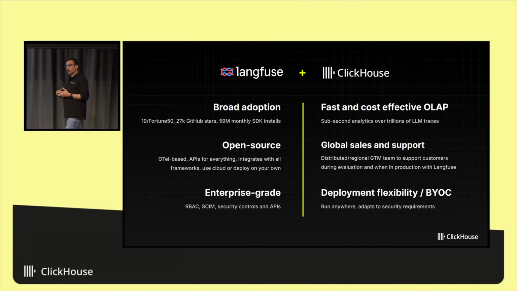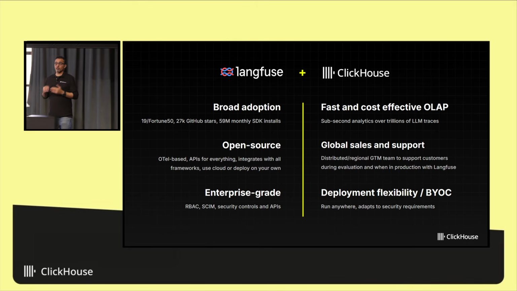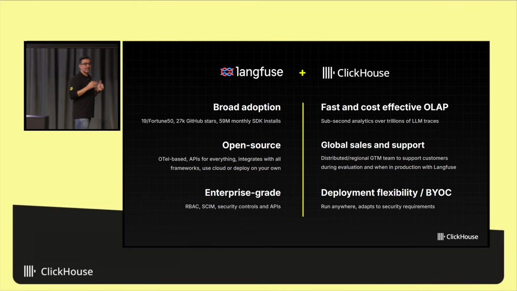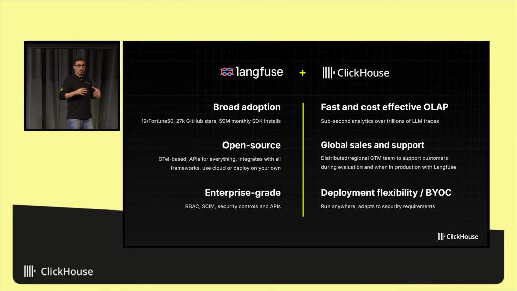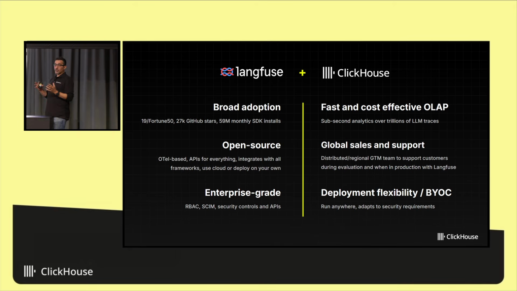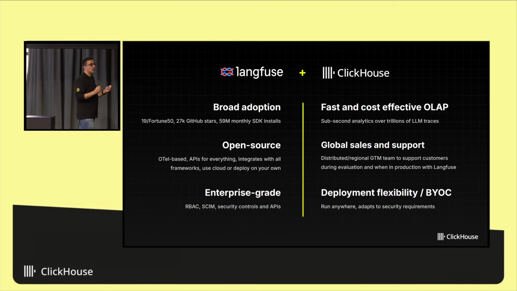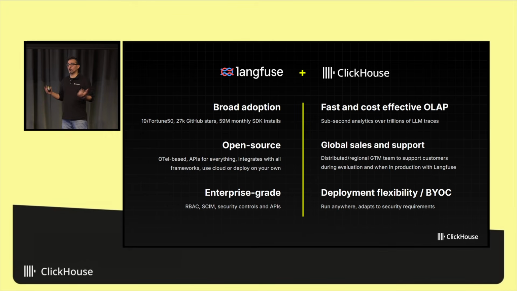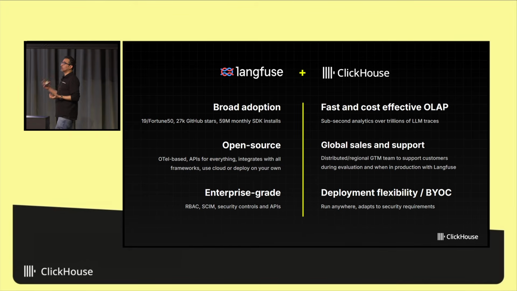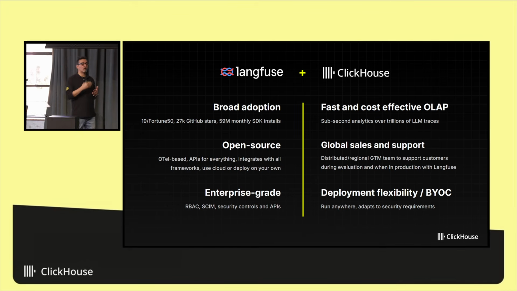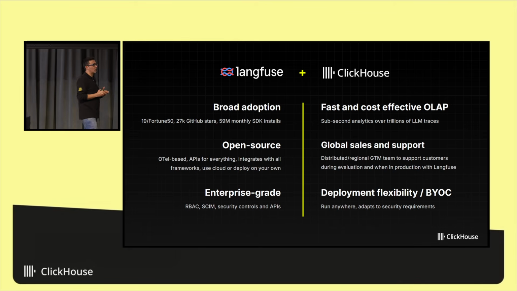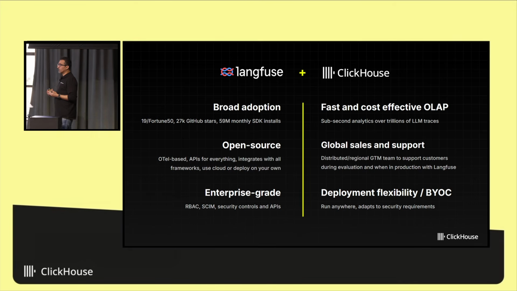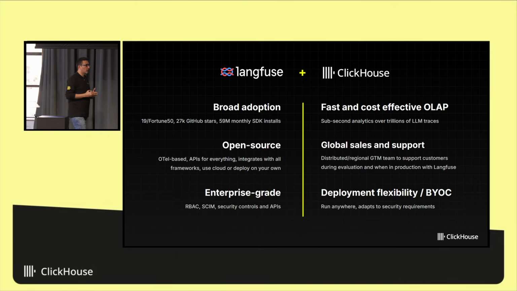So that's that. Langfuse is by far the most popular open source project in this category. It is open source. As I said, it works with OpenTelemetry. And for the enterprises that are using Langfuse, we do offer commercial features that have to do with role-based access control and other security controls and APIs that are not available in the open source. Again, it sits on top of ClickHouse, which makes it fast and cost-effective. It scales to the global scale.